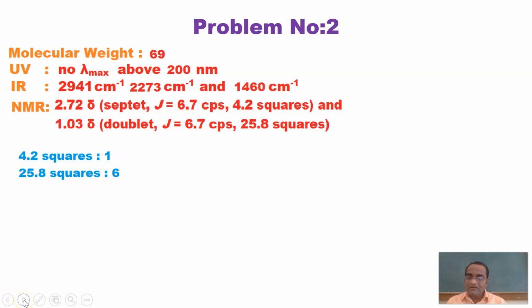After that, coming towards the n+1 signal, first we will record the septet. Septet means 6 plus 1, so the adjacent has 6. Whenever the adjacent has 6, we have seen such kind of problems in part 1 also, it means there should be branching, because the number of hydrogens on one carbon is not more than 3. So we will consider that there are 2 branchings.